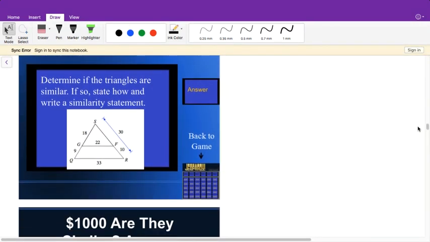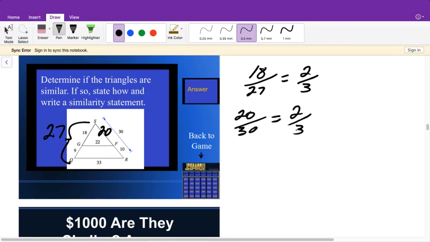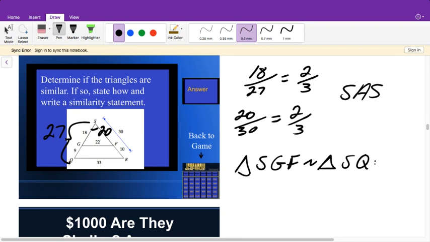All right, so for this one, the one where a lot of people mess up is we need to talk about this whole triangle as a side. So this whole side is 27. So when we create our ratios of 18 over 27, which reduces to 2 over 3, and then if this is 10 and this is 30, that means this has to be 20. And then we would do 20 over 30, which is also 2 over 3. And then we have the angle that they share, so it's side angle side. And then it's triangle SGF is similar to triangle SQR.